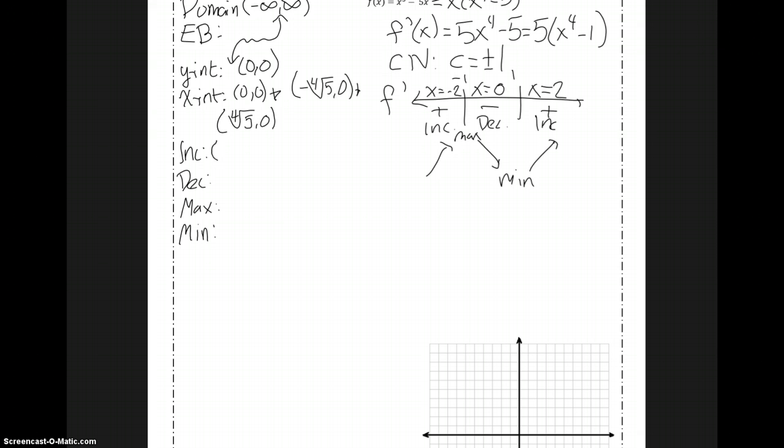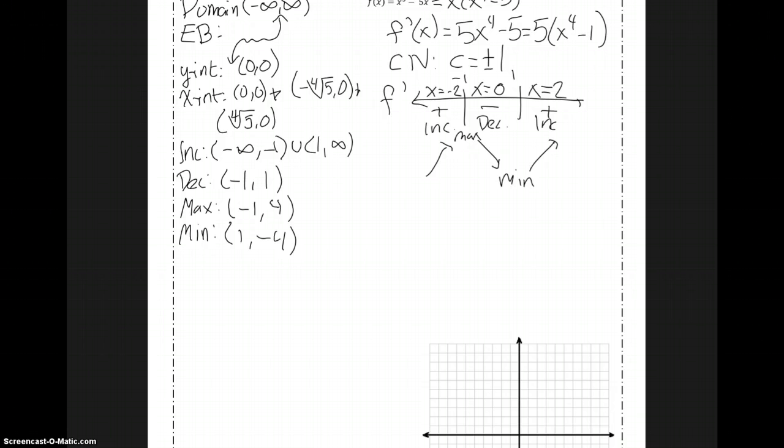So our increasing intervals are negative infinity to -1, and also 1 to infinity. We are decreasing between -1 and +1. We had a maximum at -1. Now the maximum is a point on the graph, so to find the y value you need to plug in -1 to the original, and what do you get? You get 4. And then we have a minimum at +1, and again that's a point on the graph, so I plug in 1 to the original, and what do I get? -4.